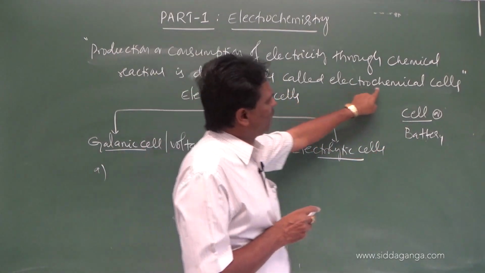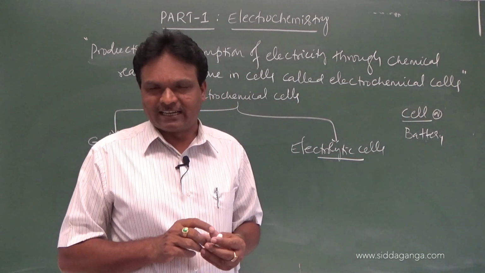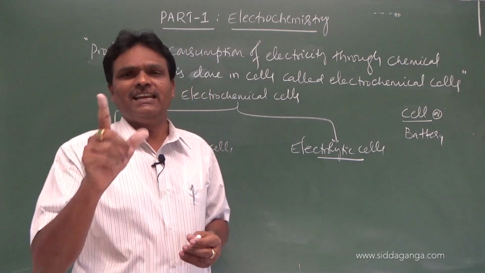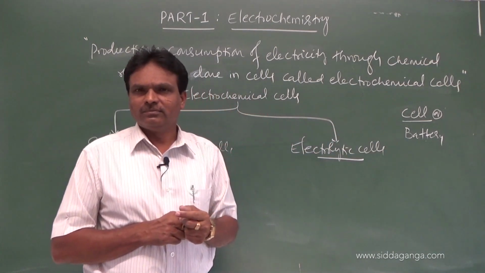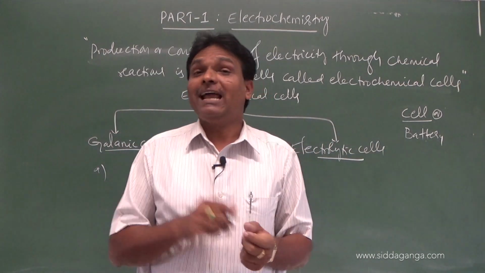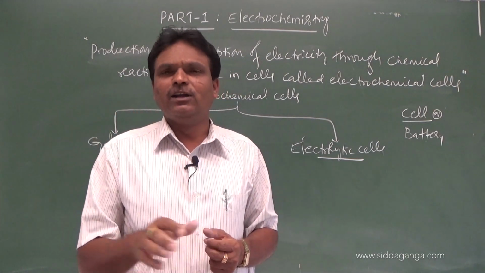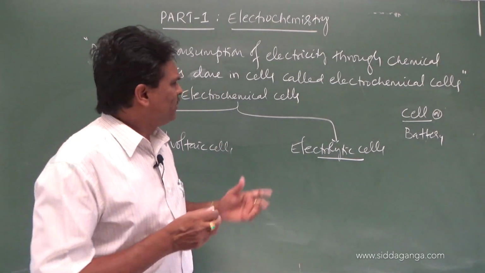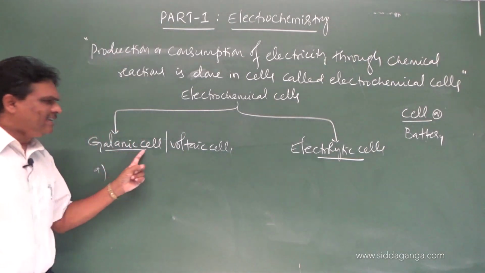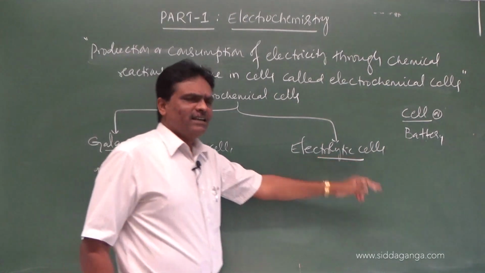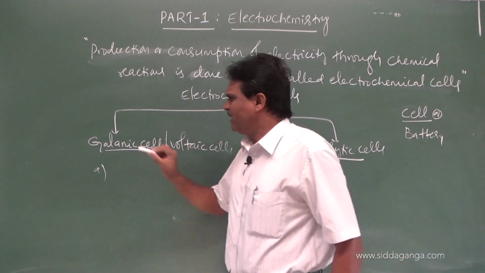So here, what is meant by electrochemical cell? Production or consumption of electricity through chemical reactions is done in cells called electrochemical cells. So cells which are capable of converting chemical energy into electrical energy. So in case of electrochemical cells, there are two types. One is galvanic cell and the other one is electrolytic cell. So what is meant by galvanic cell?